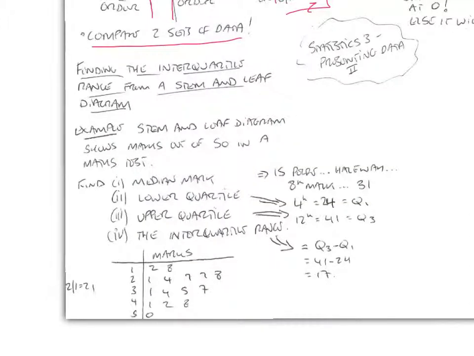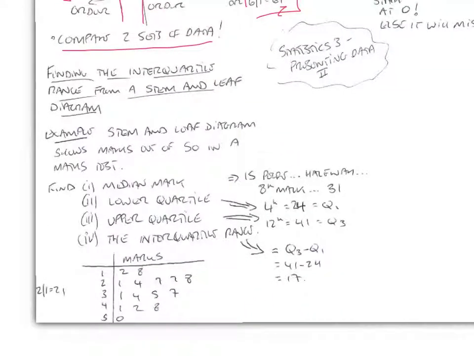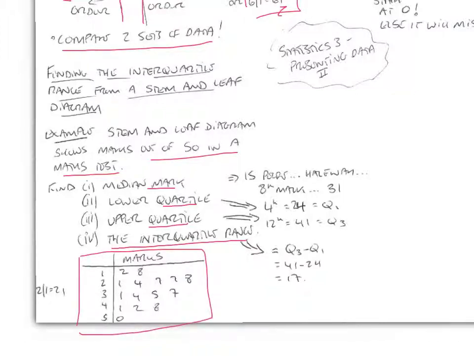Okay, so let's look at finding the interquartile range from a stem and leaf diagram. So a stem and leaf diagram shows marks out of 50 in a maths test. We want to find the median mark, the lower quartile, the upper quartile, and the interquartile range. Okay, so actually this is the stem and leaf diagram. It's done for us already. We've 1, 2, 3, 4, 5, 6, 7, 8, 9, 10, 11, 12, 13, 14, 15. 15 marks, 15 people, 15 sets of data, whatever you want to call it.